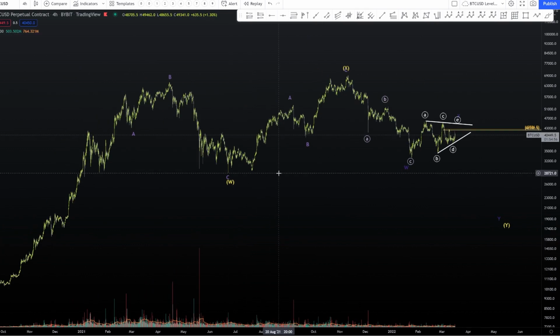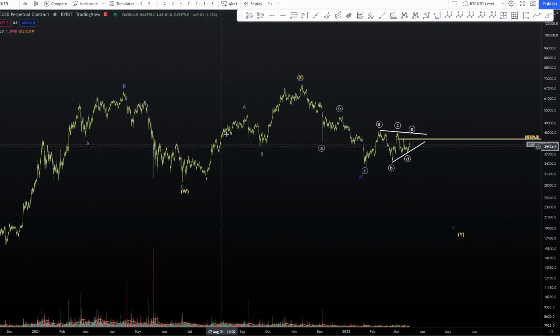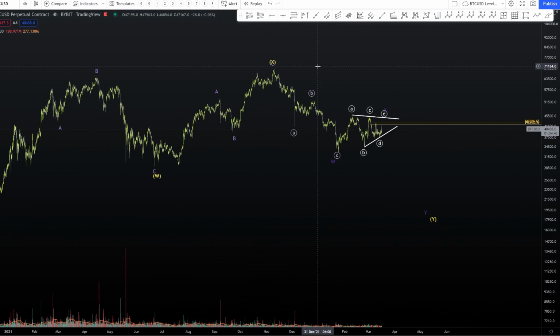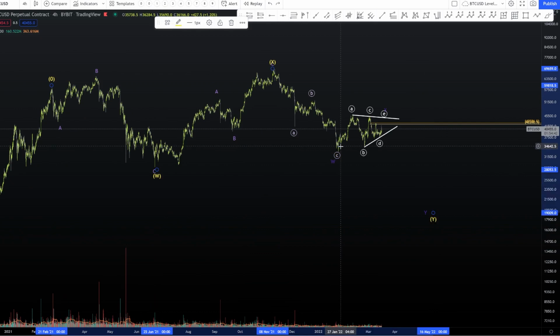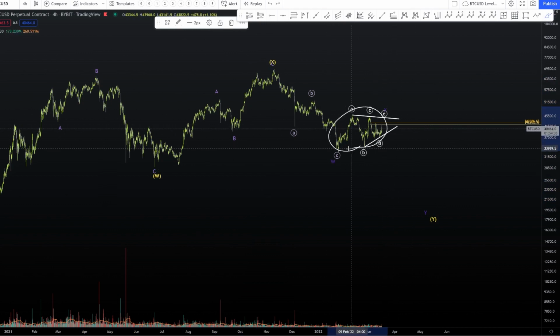But this WXY would start out with an expanded flat for an ABC for the wave W. Then it would move into a zigzag for an ABC for the wave X. And we're currently in a wave Y. You know, we could have actually put in a wave Y here. That's a possibility, but it makes more sense given what we're seeing off these lows in this section right here. It looks a little bit more corrective than impulsive so far, especially looking at the volume profile like I mentioned.